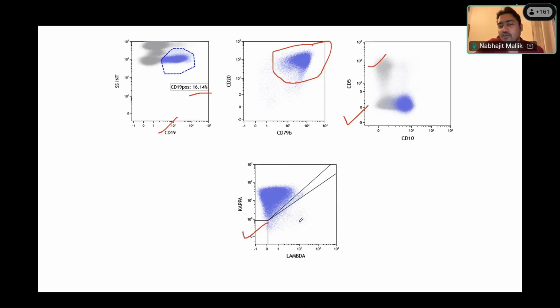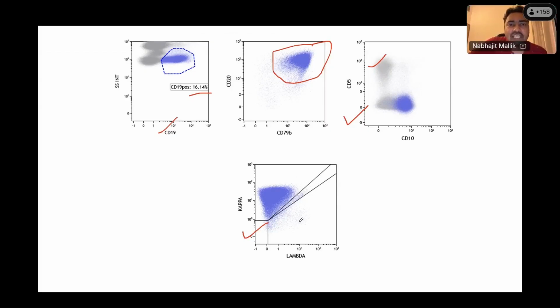So based on flow cytometry, how do you classify your B cell lymphomas, Ekta? This is something very important. We have to know this. What are the two main markers which we use for classifying B cell lymphomas? Sir, CD5 and CD23. CD5 and CD23. No, the 23 is later. CD5 is one of them. What is the other one?